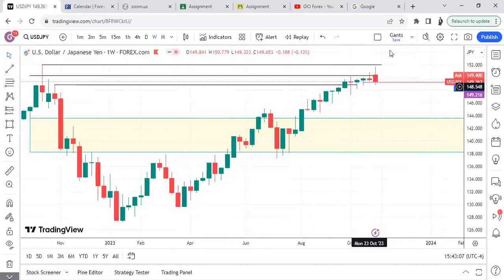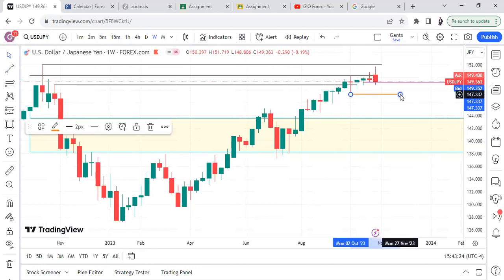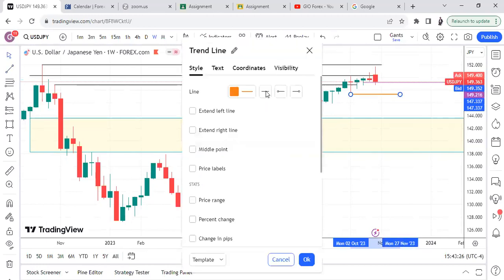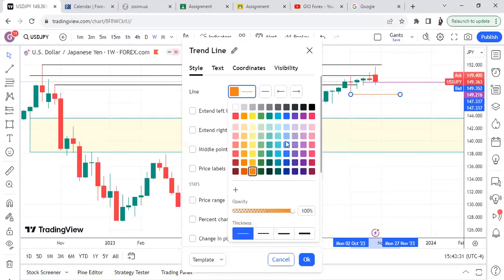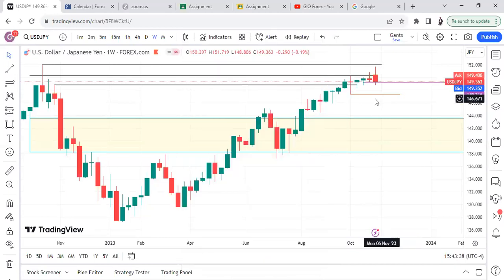So where are we looking out for now? This low, you can see these relatively poor lows here. So that's my target for the week. I should trade to this low. That's my target for the week.